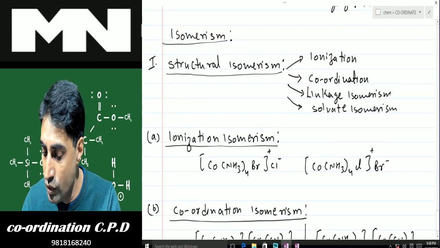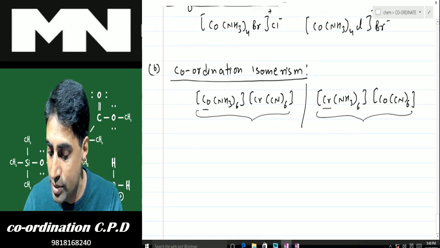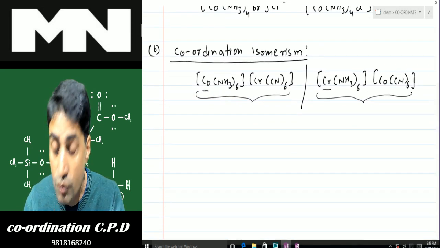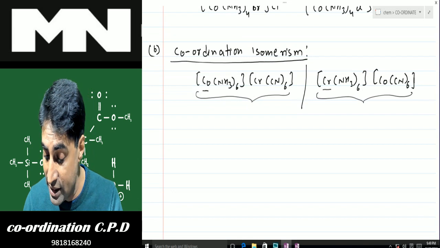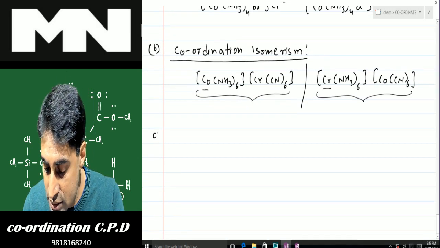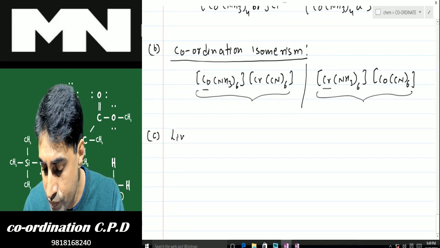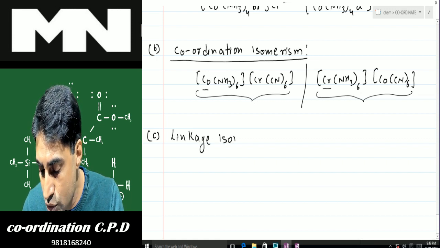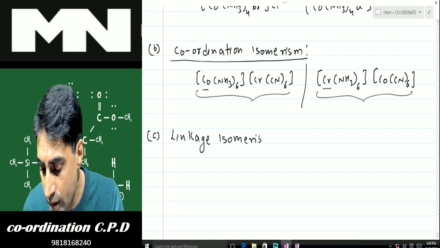After this, we'll move on to the next one, that is linkage isomerism. For linkage isomerism, you need to have an ambident ligand. So the third one is linkage isomerism. I'll give you one example for this.